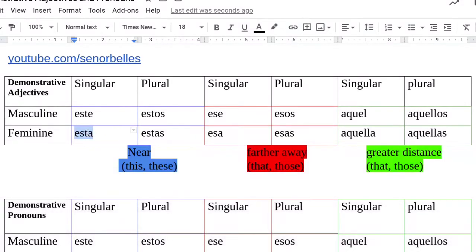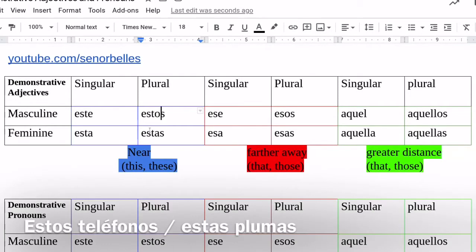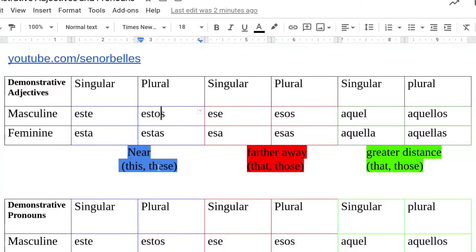And then if I have multiple of those things, I'm going to use the plural version of it. So these phones would be estos teléfonos, and these pens would be estas plumas. I'm going to give you more examples of all of these in just a second, okay? I put the definition there as well in blue. In red to the right over there, I've got the words that and those. So ese and esa mean that, like that dog or that house, and esos, esas mean those dogs or those houses.